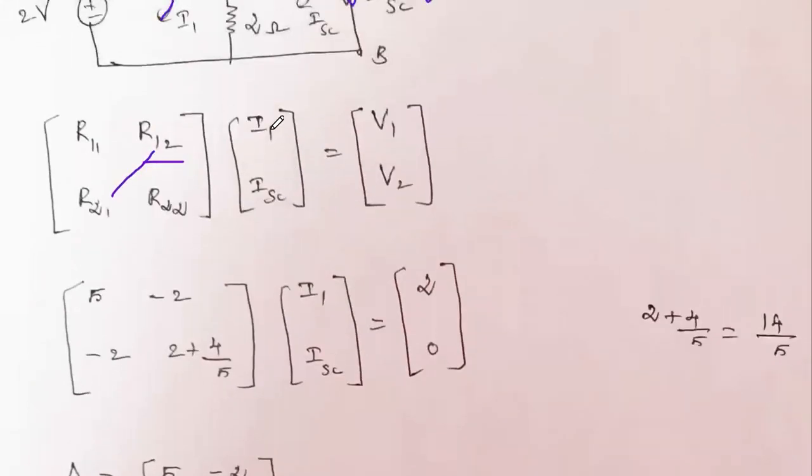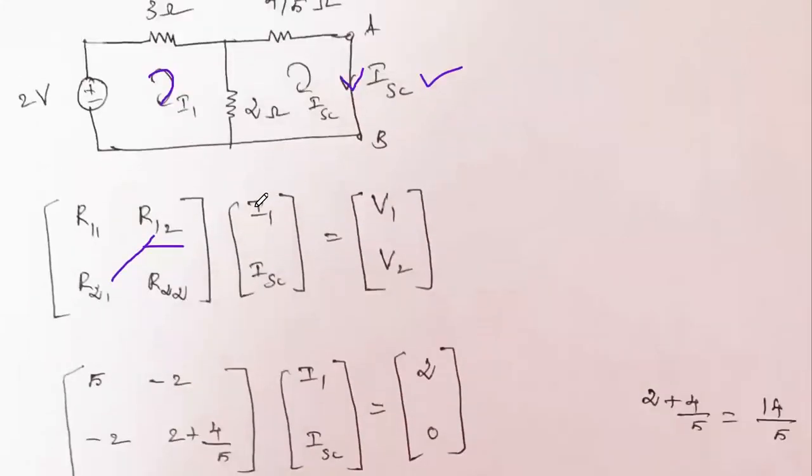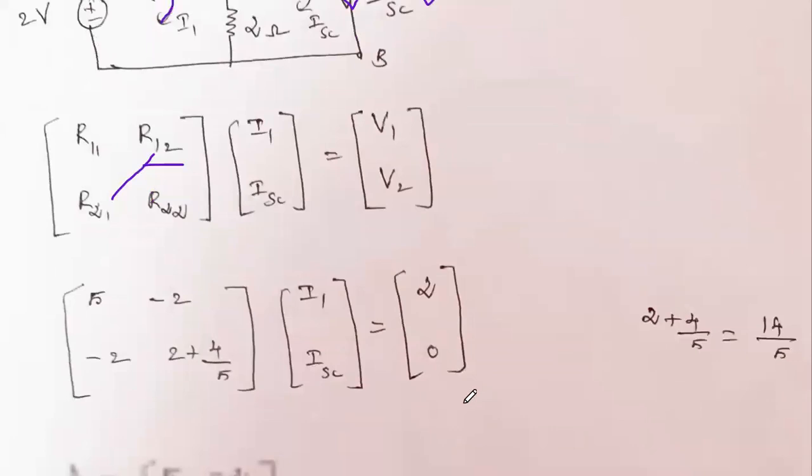This is the current flowing in the first loop, and this is the current flowing in the second loop, which we are considering as ISC. This equals V1, V2. V1 means the total voltage rise in the first loop, which is 2 volt. V2 is the total voltage in the second loop. Is any voltage rise there? No, no external supply is given, only resistors are there. So the V2 value is 0.